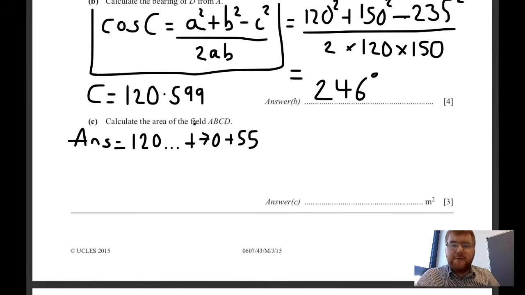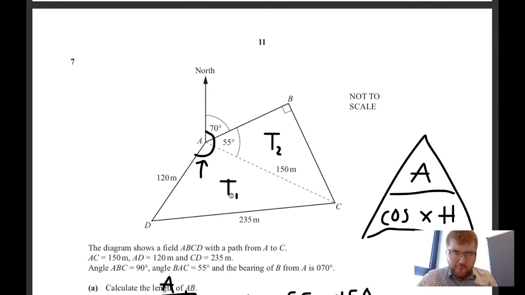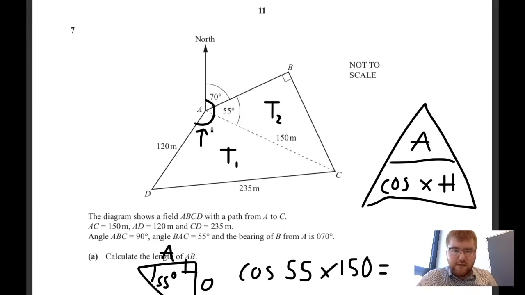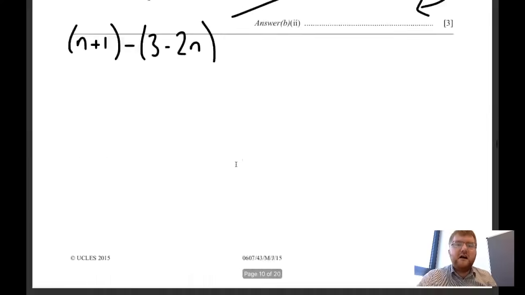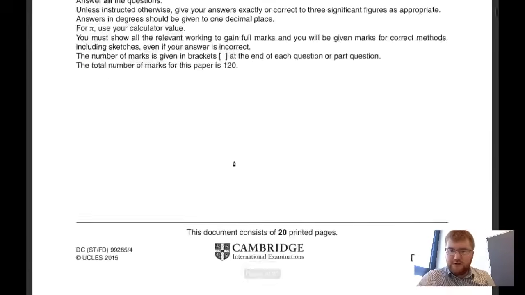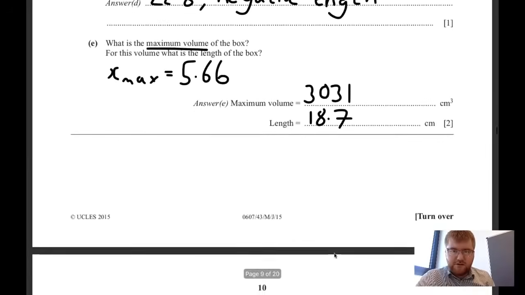So calculate the area of the field ABCD. Essentially, we've got two triangles here. I think the easiest way of doing this is to work out one triangle at a time. So let's call this T1 and T2, because we've got all the information that we need to work these out. Let's work out T1 first of all. We know our angle here, that's what we worked out earlier, the 120.599, and we're going to use the other formula on the formula sheet with regards to triangles, half bc sine A, and we're essentially going to use that twice.